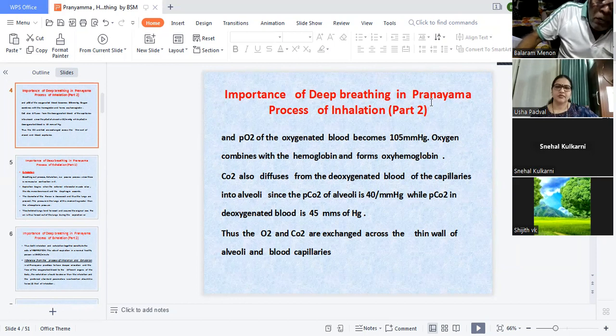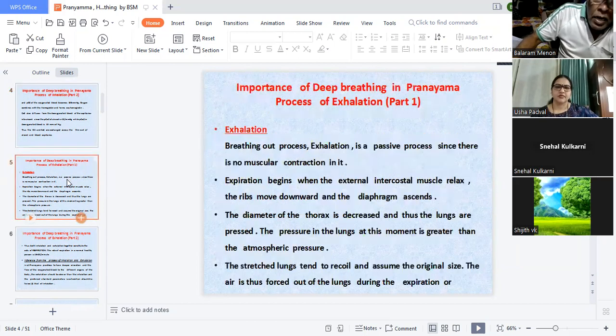Thus, oxygen and carbon dioxide are exchanged across the thin wall of the alveolus and the blood capillaries. Exhalation is the breathing out process, and exhalation is a passive process, since there is no muscular contraction in it. Expiration begins when the internal intercostal muscles relax. The ribs move downwards and the diaphragm ascends.